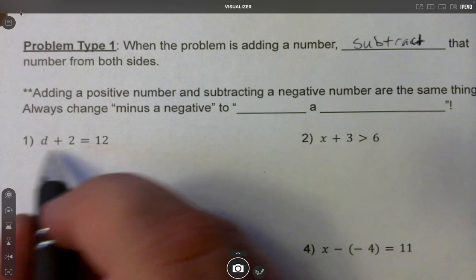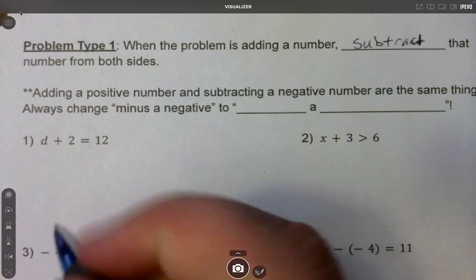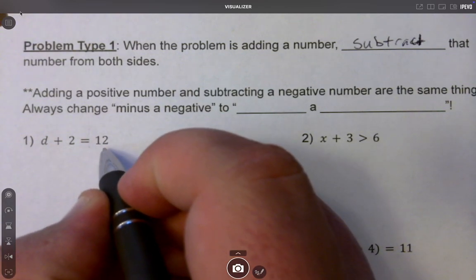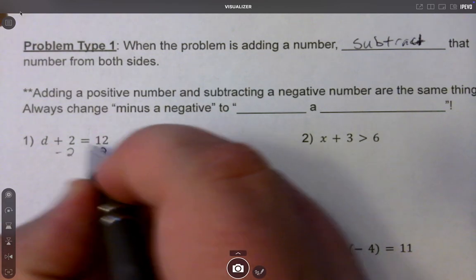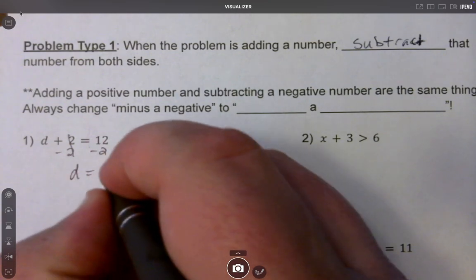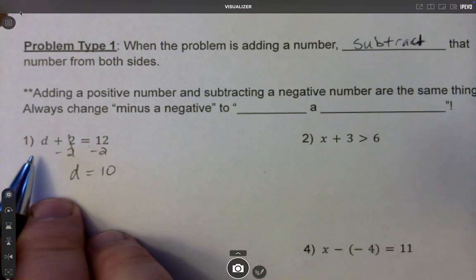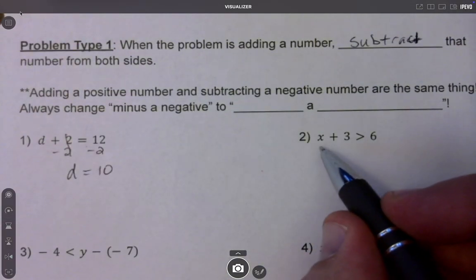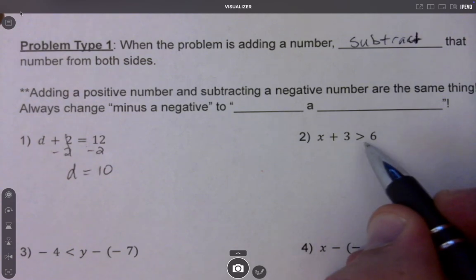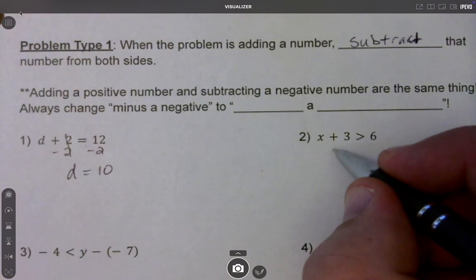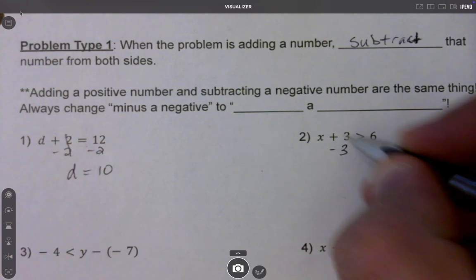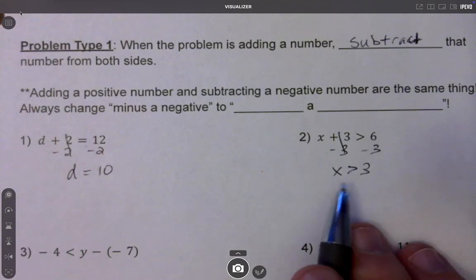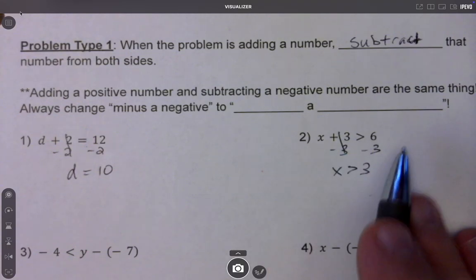We've got to do the opposite of what's happening to the variable to get the variable by itself. So we know if we add 2 to d, the answer is going to be 12. So if we subtract 2 from both sides, that tells us that d must equal 10, because 10 plus 2 equals 12. Okay, if you have a number and you add 3 to it, it's going to be bigger than 6. So we subtract 3 from both sides, and we get x is greater than 3. So if you plug in any number bigger than 3, this will be true.